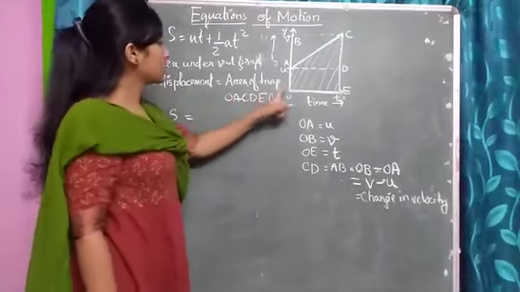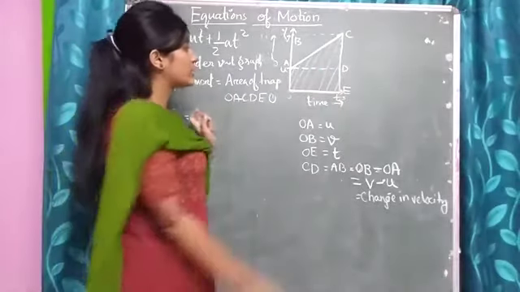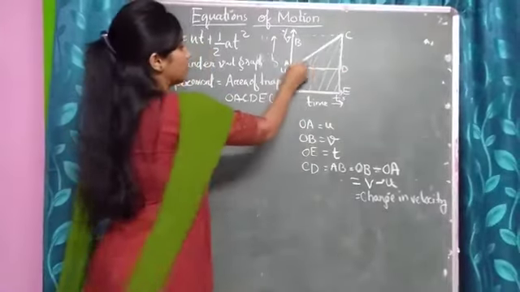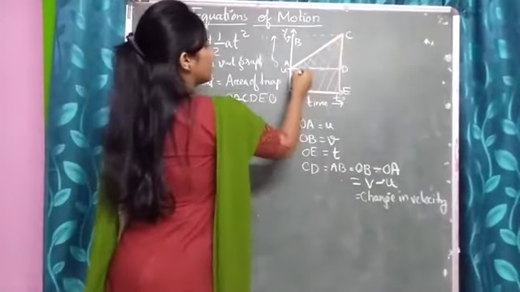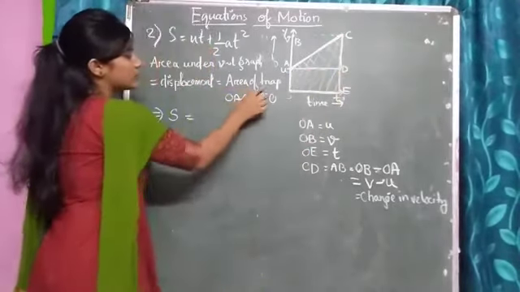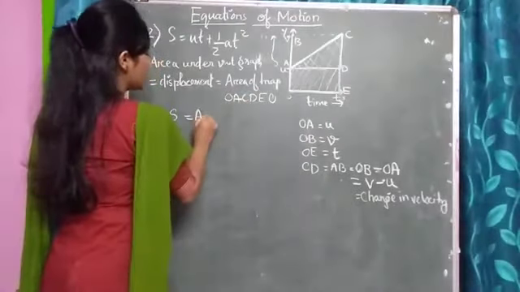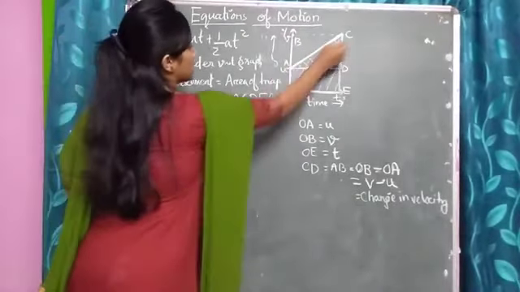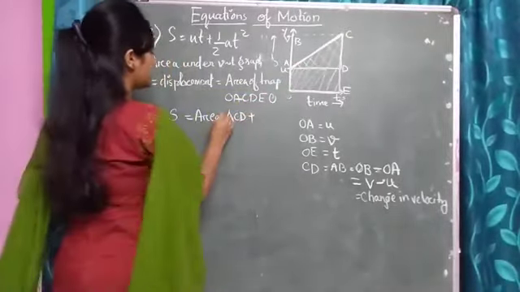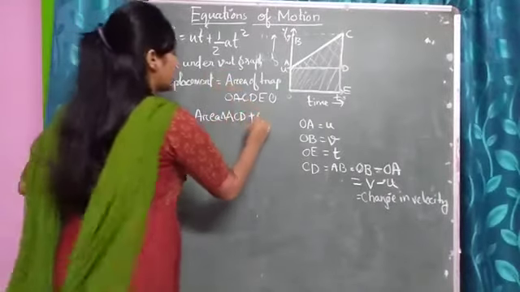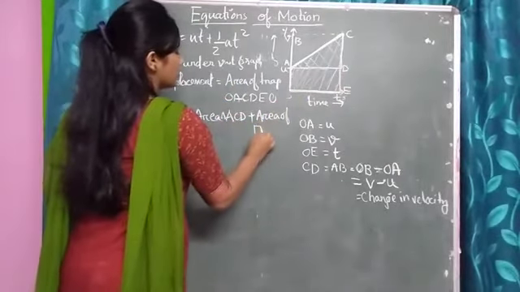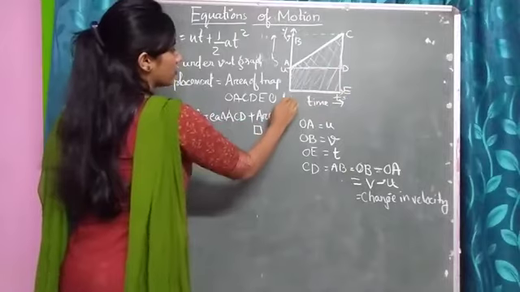Now see, this area of the trapezium can be divided into two areas. One is the area of this right angle triangle, and the other is the rectangle area, this one. So I will divide this area into two parts. First is the area of triangle ACD, plus the area of the rectangle OADE.